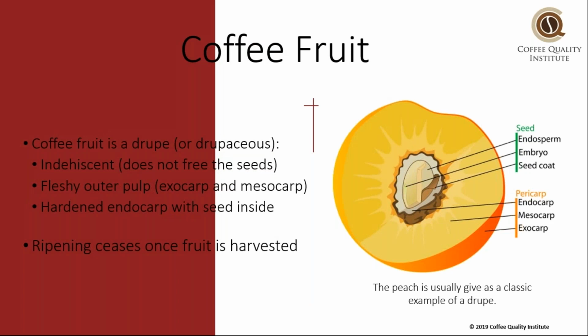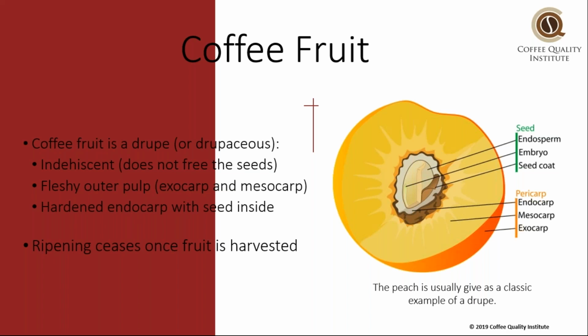Taking a step back to talk about the whole coffee fruit, it is classified as a drupe, and you might be thinking that doesn't look like a coffee fruit here. And in fact, it's not. It's a peach, which is the classic example of a drupe. Some other drupes include almonds, pistachios, coconuts, and even olives, including coffee. Drupes are all over the place, and they share some characteristics.